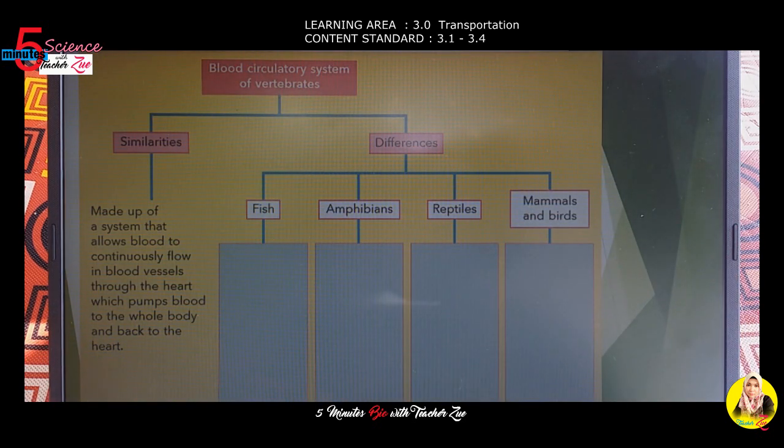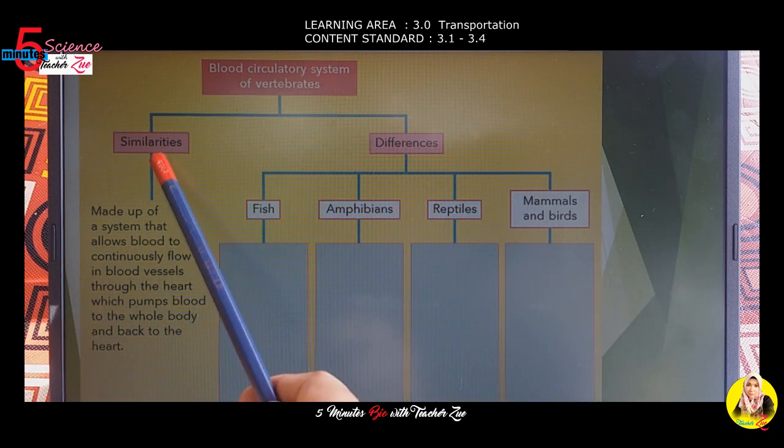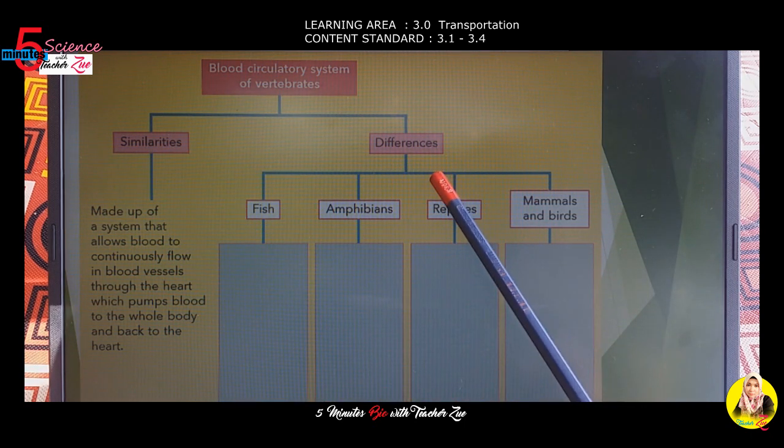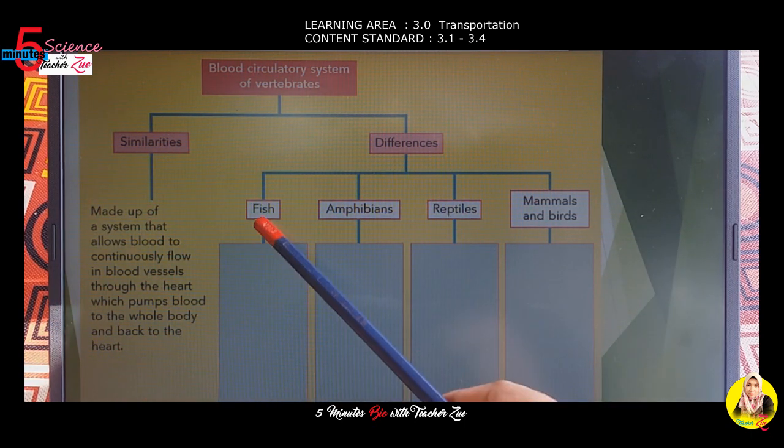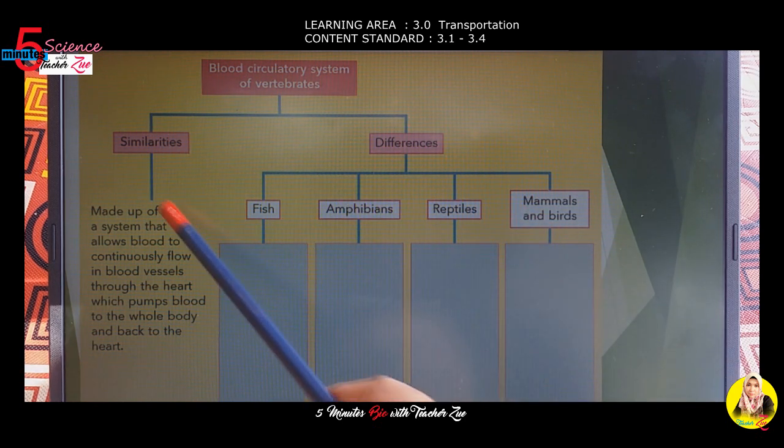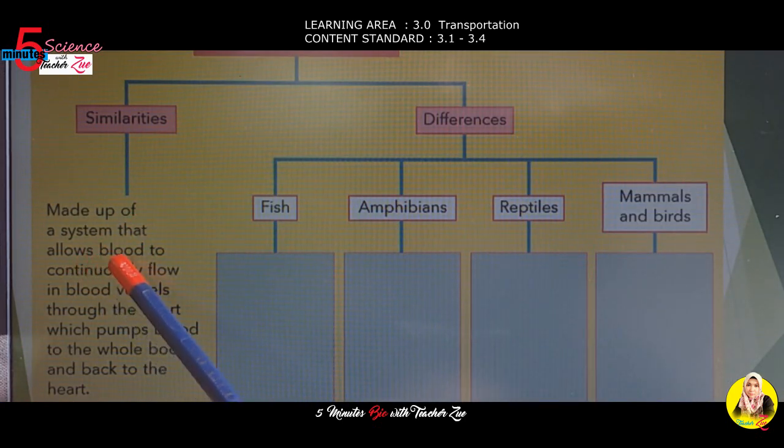Okay, here we need to compare the blood circulatory system in fish, amphibians, reptiles, mammals, and birds. When we need to compare, we must mention the similarities and differences. Okay, the similarities. All of these systems are made up of a system that allows blood to continuously flow in blood vessels through the heart, which pumps blood to the whole body and back to the heart.